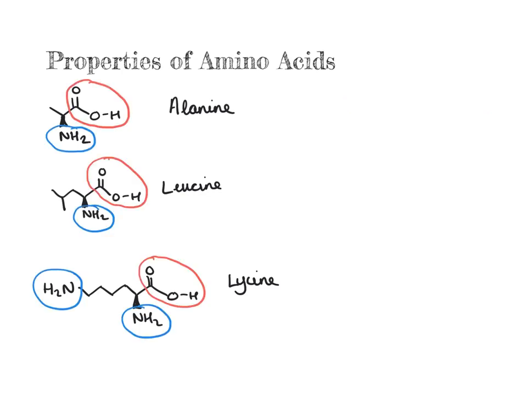Another property that amino acids have is that on one end they are acidic and on another end they are basic, because an amine is a basic group. So one compound that has both acidic properties and basic properties is described by the phrase amphoteric. So amphoteric denotes a compound that has both acidic and basic properties at the same time. So all amino acids are defined as amphoteric.